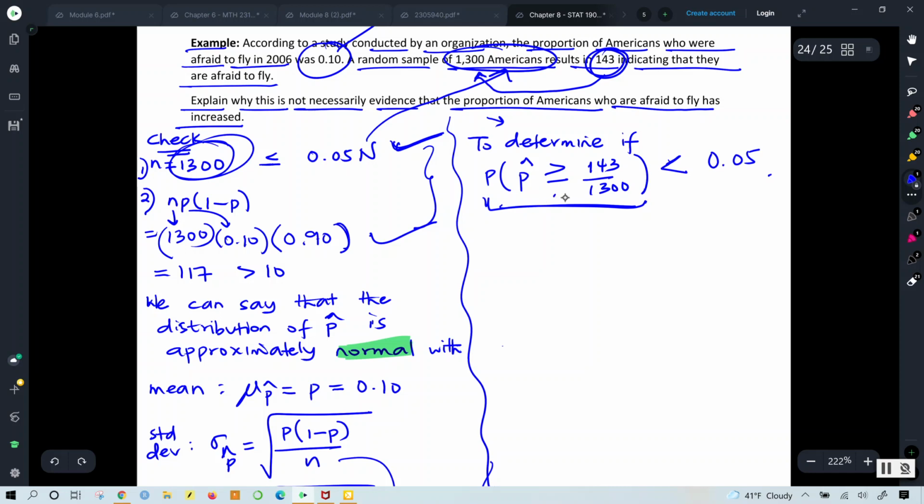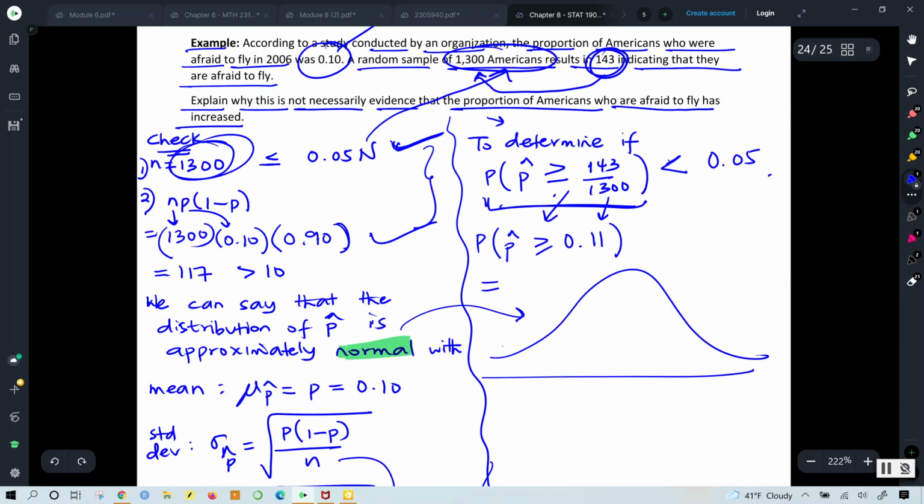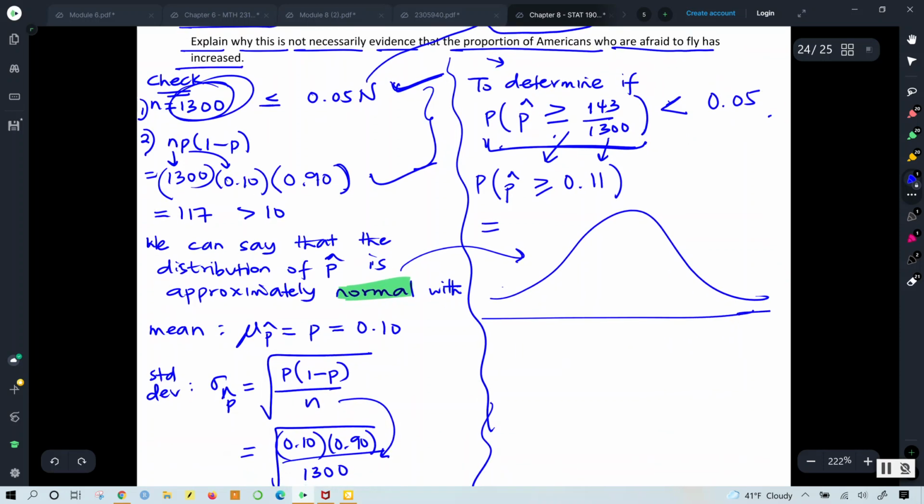In other words, step 1 will be, let's focus on probability of P hat greater than or equal to 143 divided by 1,300, which is 0.11. Using the normal distribution that we said we can use earlier, we will need the center. The center is 0.10.